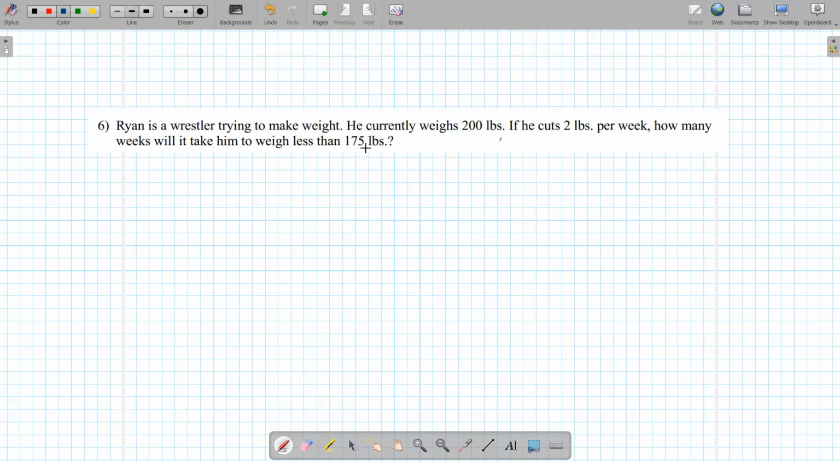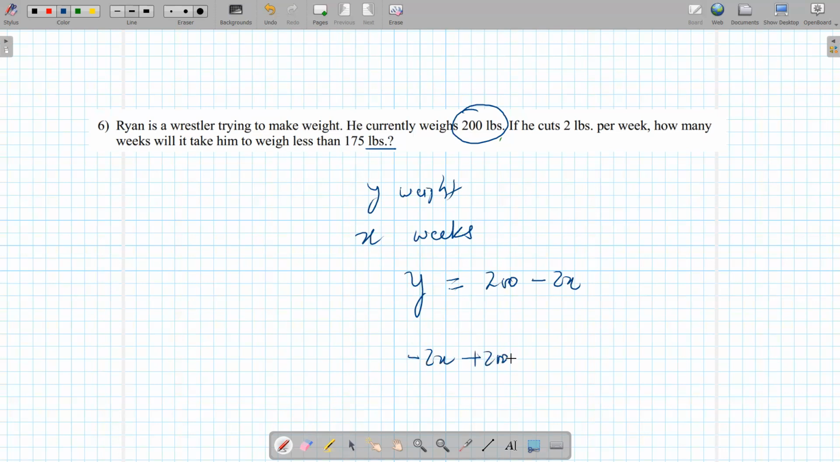Anyways, your Y value is gonna be your weight. What are they asking us? How many weeks? So your X value is gonna be your weeks. So your equation is gonna be Y equals, and he's starting at 200 pounds, so this is your Y-intercept, the initial value, and then he's cutting weight, so minus 2x. Now in terms of inequality, this is gonna be negative 2x plus 200, and he needs to be less than 175, right? And there you go, that's gonna be your inequality.